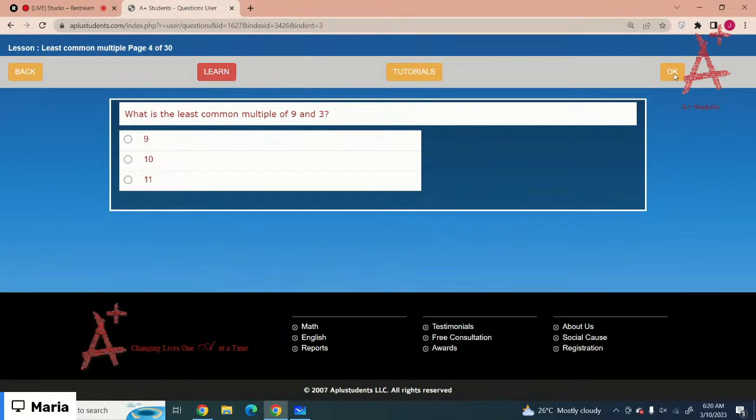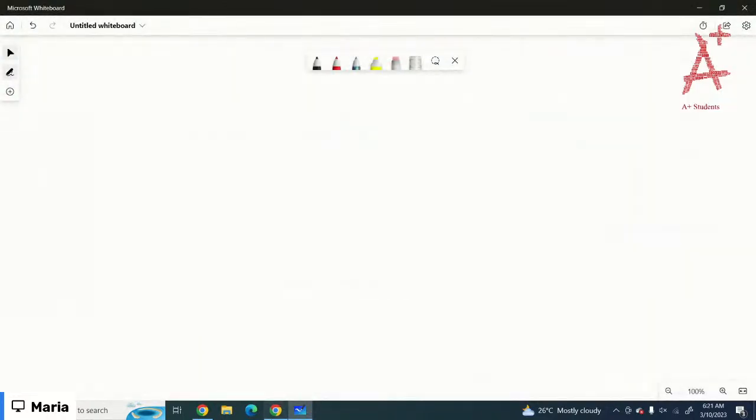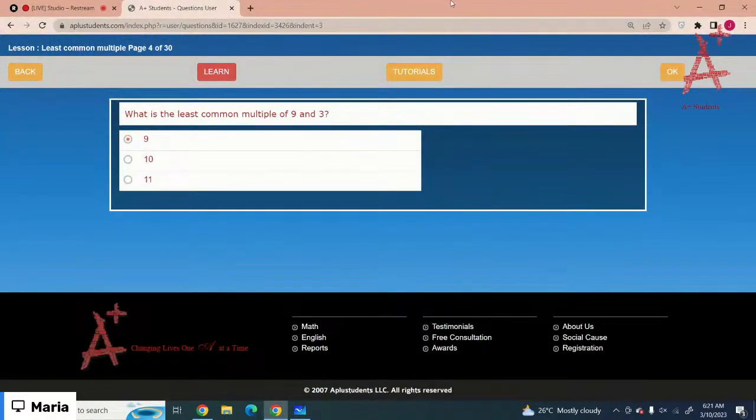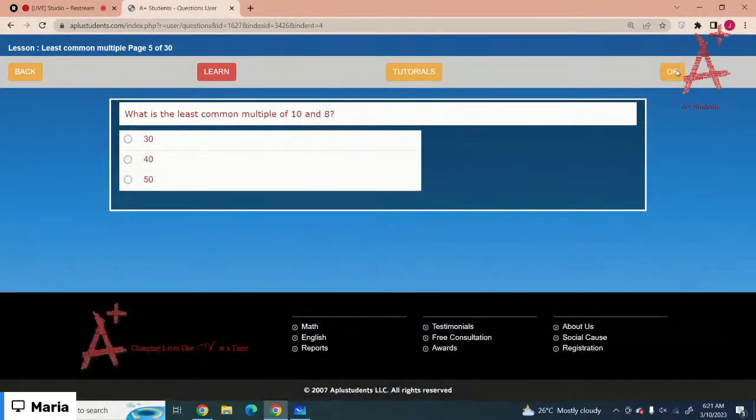What is the least common multiple of 3 and 9, which is the correct option? LCM of 9 and 3. Got it? Let's write down the multiples. Yes, it is 9, because 3 times 3 is 9 and 9 times 1 is 9. So the least common multiple is 9. Got it? Okay.